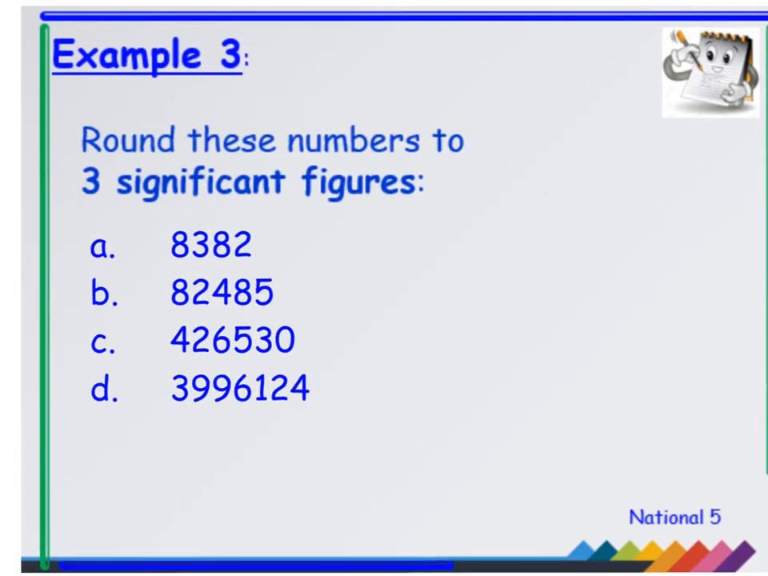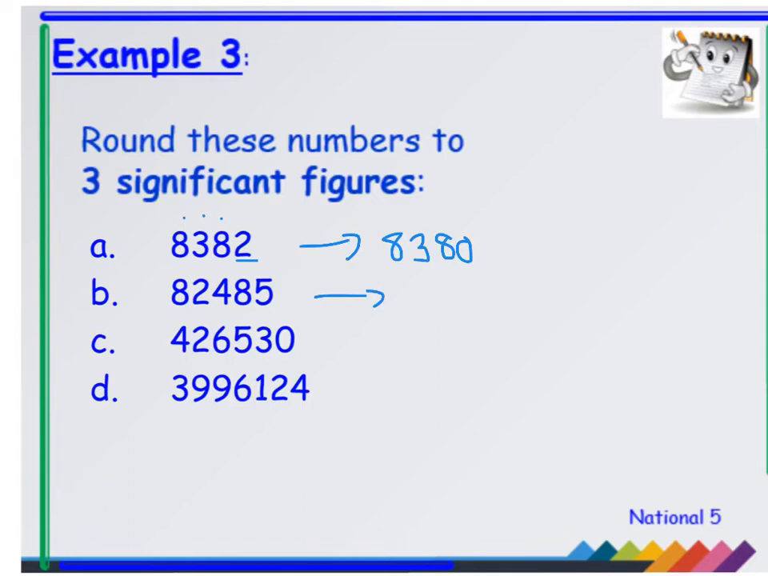Now let's look at 3 significant figures. I'm going to do the exact same thing. I'm going to count from the left, 1, 2, 3. So I've got 8, 3, 8. The next number is a 2. A 2 doesn't do anything in rounding. So that becomes 8, 3, 8. And obviously I have to turn that 2 into a 0.